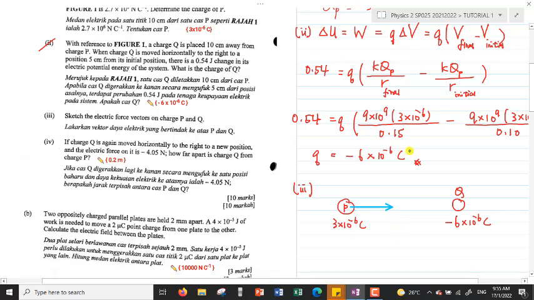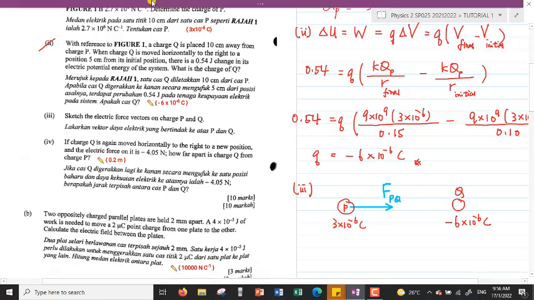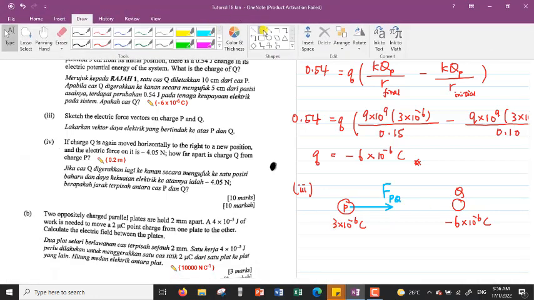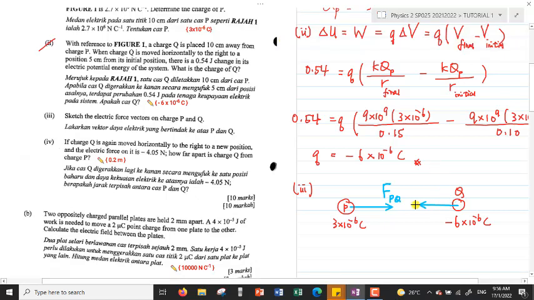Okay, so we label it as F_PQ. Okay, at the same time, charge Q is negative, charge P is positive, so charge Q will experience also attraction force towards charge P. So we label it as F_QP. So this is the electric force vector on charge P and also charge Q. Then we're done with question 3. We move on to question 4.